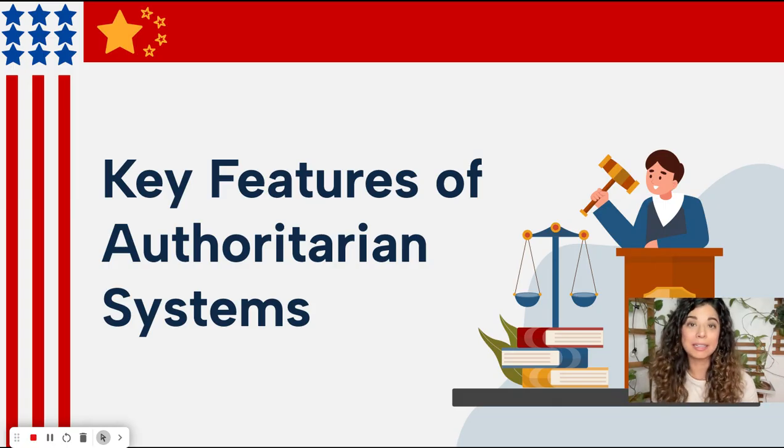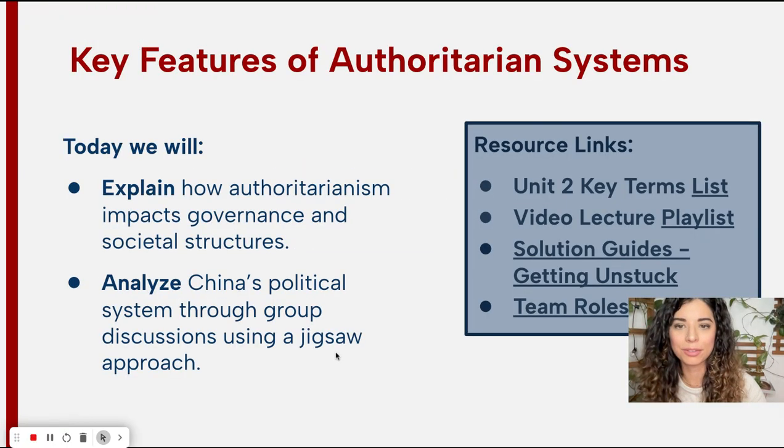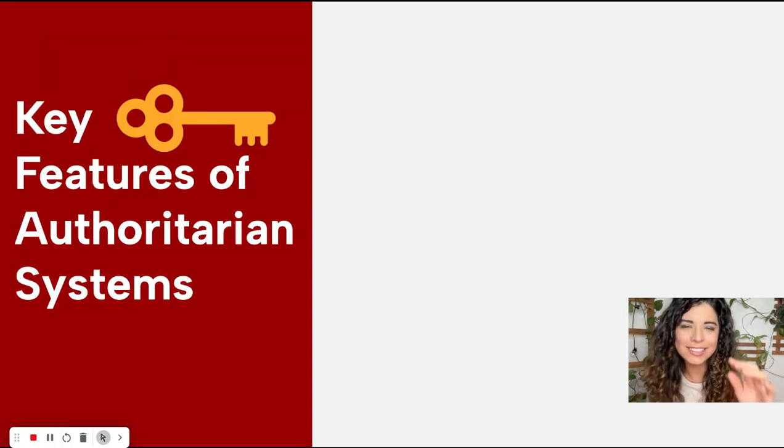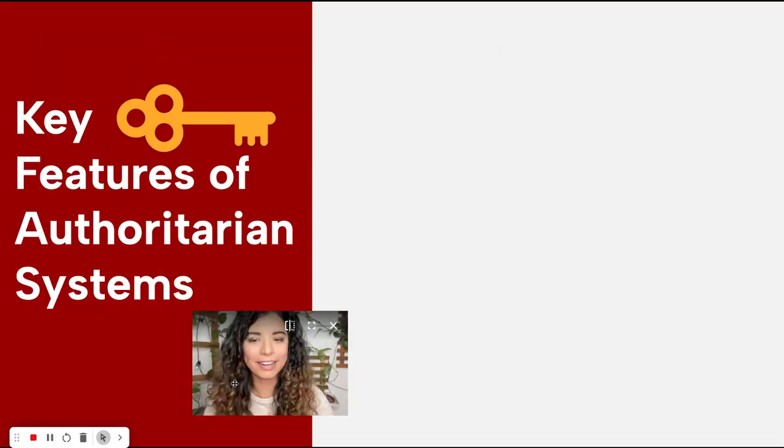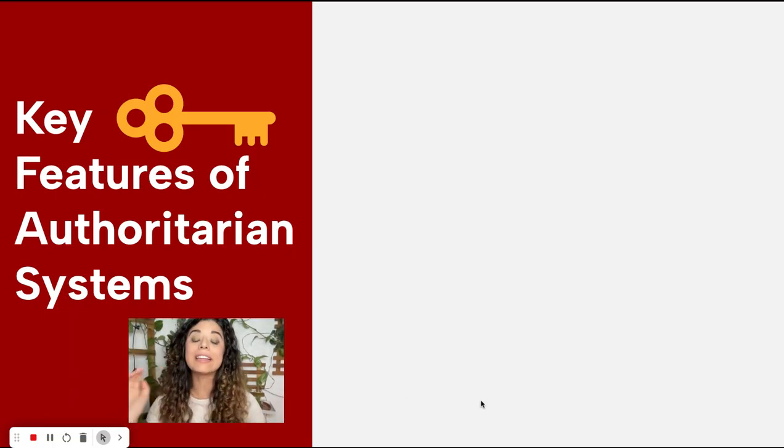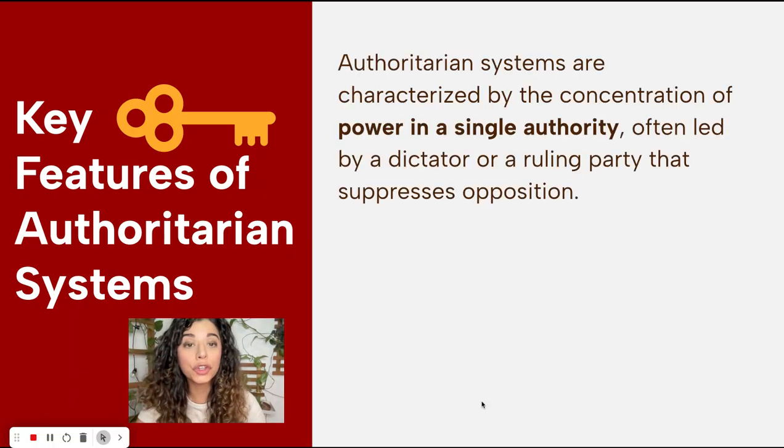So last time it was democratic systems. Today we're moving on to authoritarian. So you can think of this almost as the opposite of democratic systems. So the key features of authoritarian systems include power in a single authority, right?